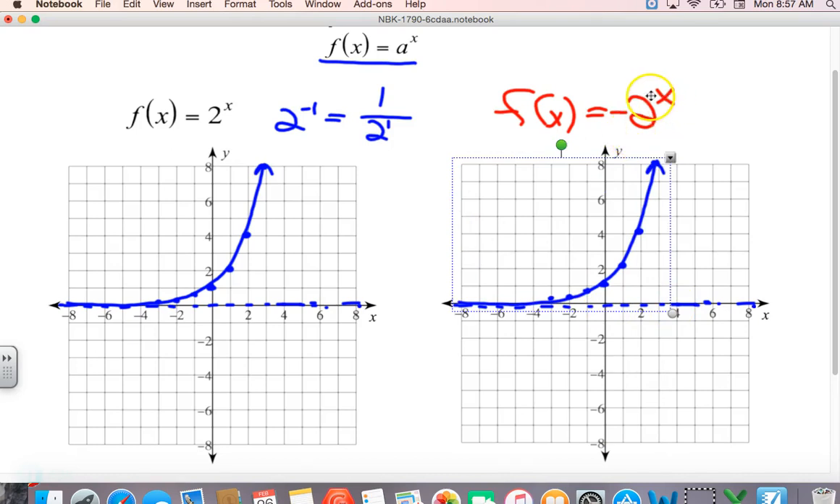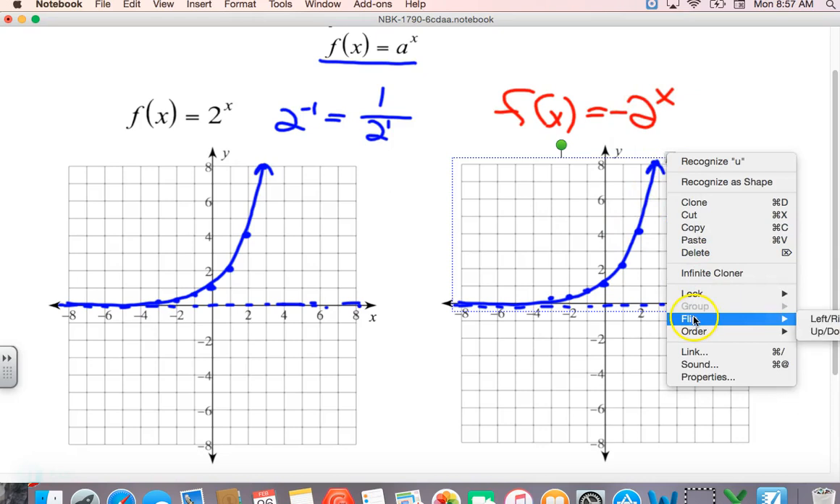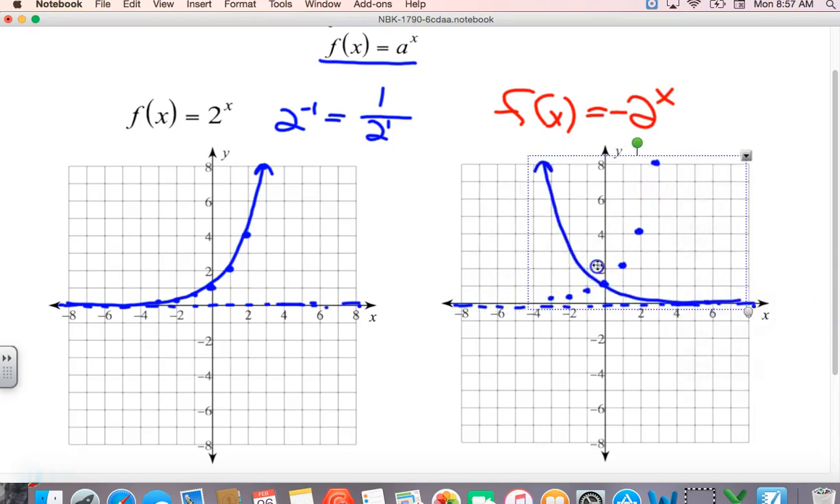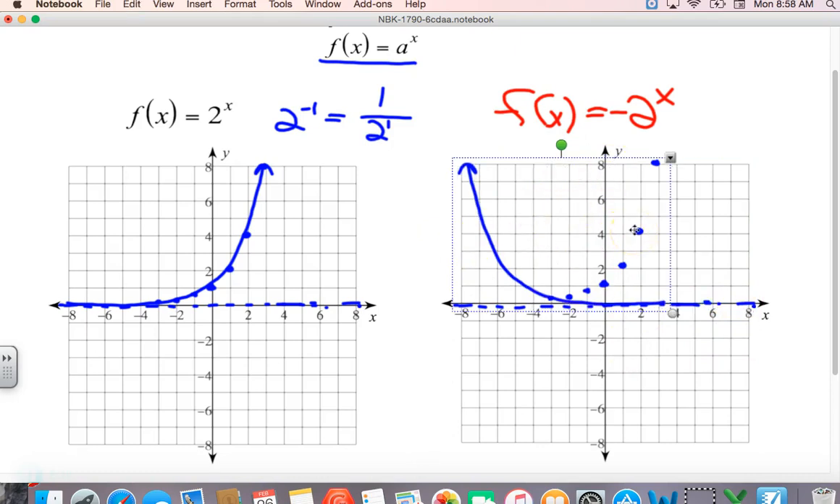If you put a negative on the inside, so you put a negative up here with the x as opposed to out front, 2 raised to the negative x, then that's going to flip it across the y-axis. So that would flip it to look like this right here. Okay, so those are the shifts that you're going to see most often on these: flip vertically, flip horizontally, or just shifting it up, down, left, and right. Okay, but that's the basic function for 2.